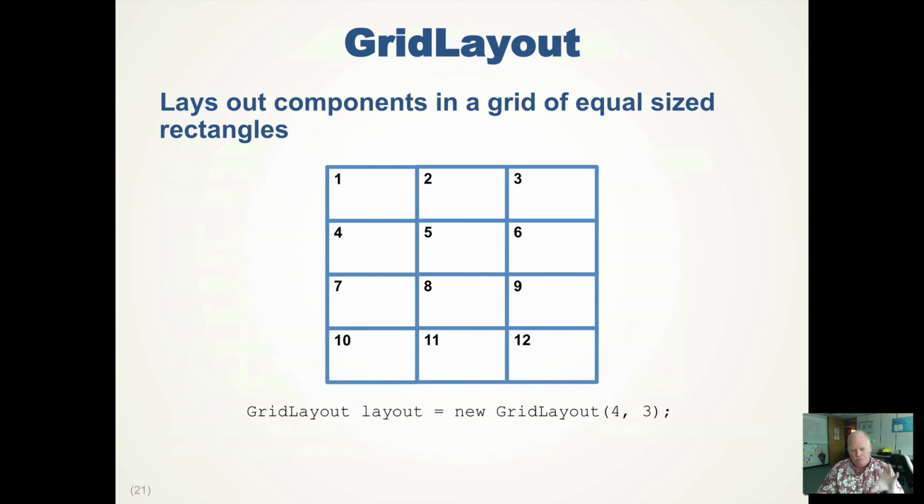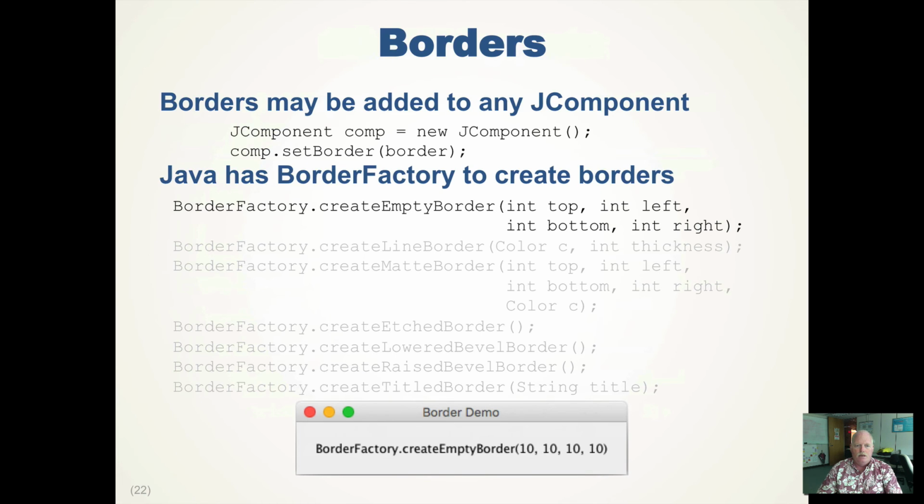So you can put these layouts in containers that are inside another container, so you can imagine all sorts of combinations to get the right layout that you want, so that when you draw your GUI, it looks good. The next thing to talk about are borders. Each component can have a border around it, and there are several different kinds of borders, and Java has a border factory to create the borders. You use the factory to create them.